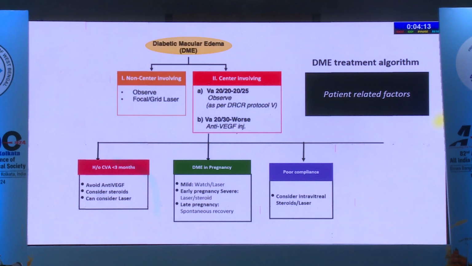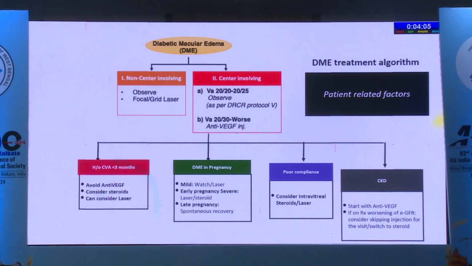With poor compliance, these are the cases where you can think of giving newer, longer acting anti-VEGFs or probably a steroid. If a person has chronic kidney disease, many times we do have these patients, you start with anti-VEGF and during treatment do monitor how his eGFR is.